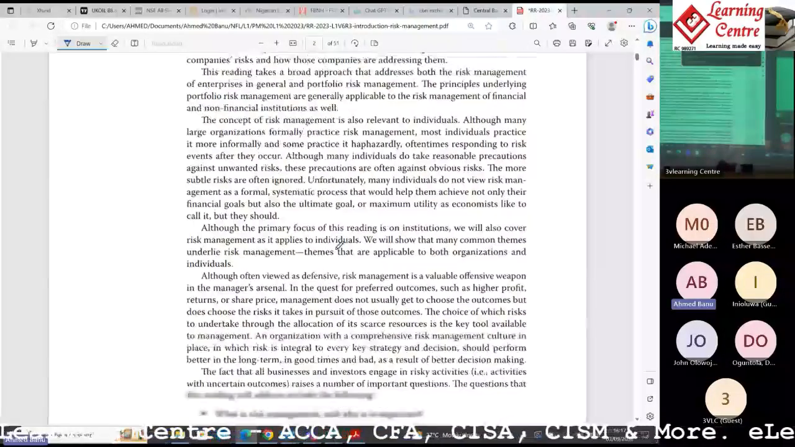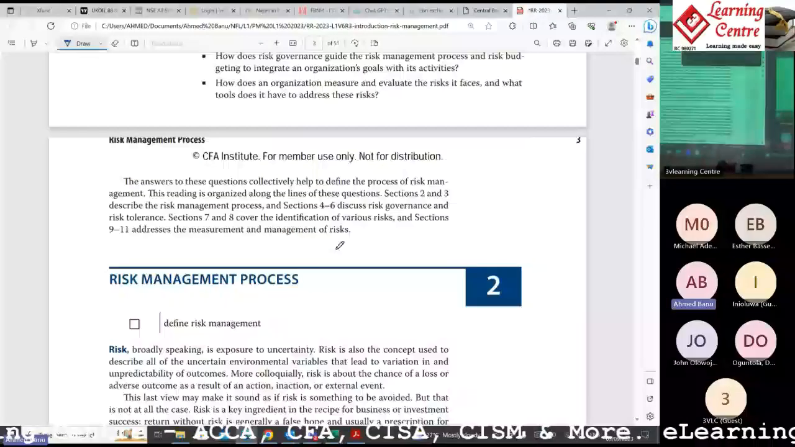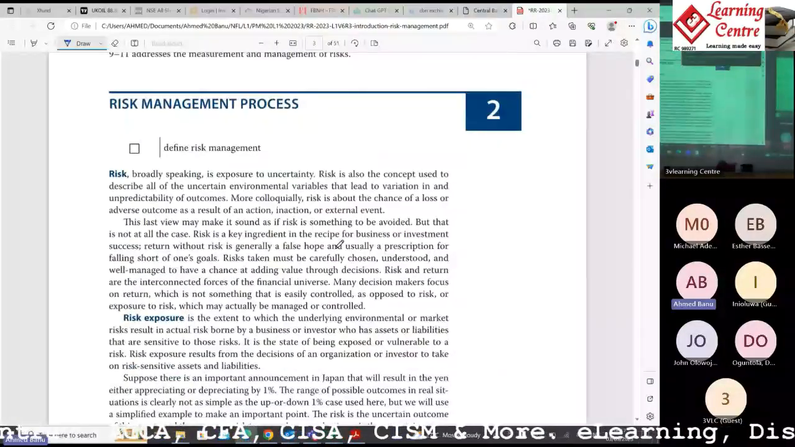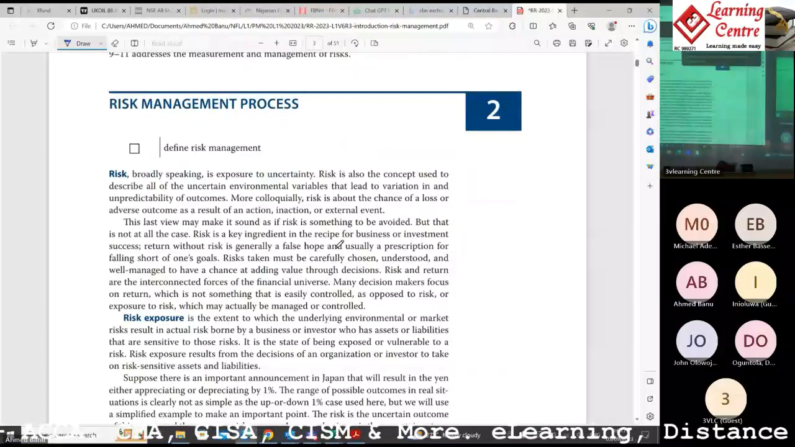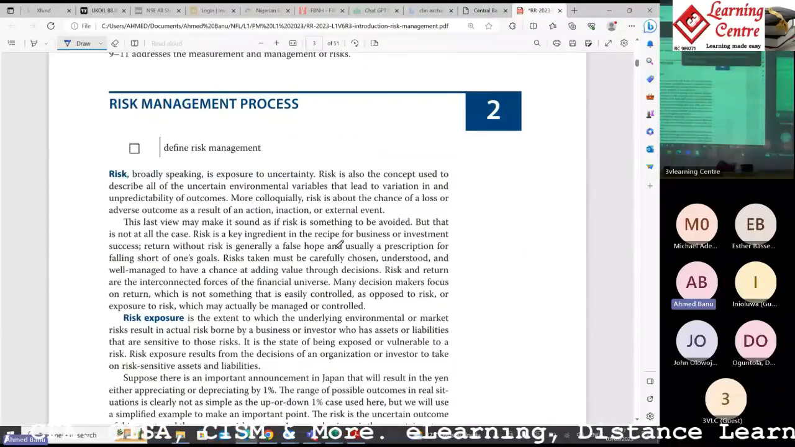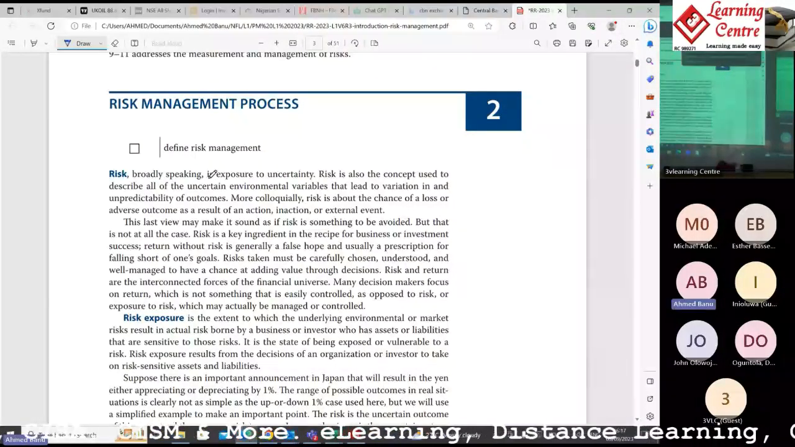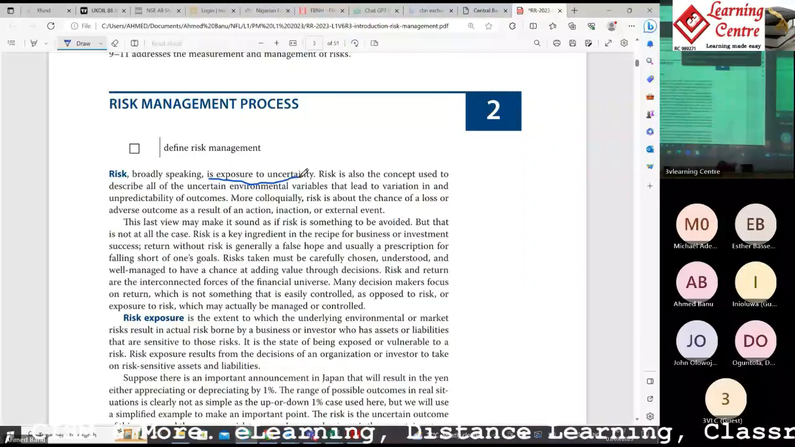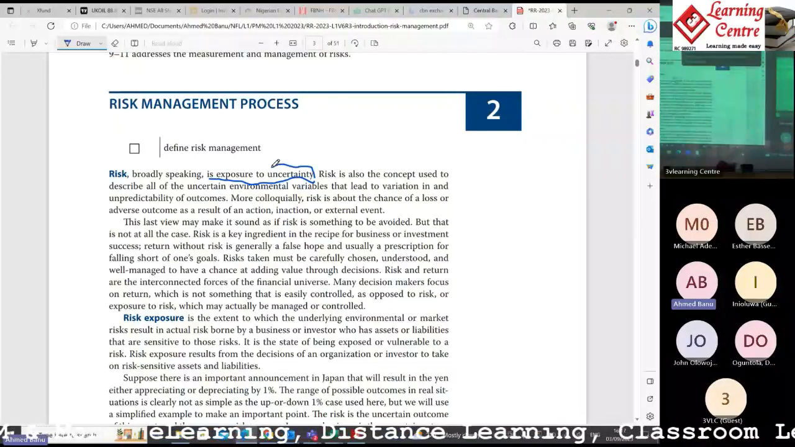You can only manage risk. Okay, now let's talk about risk, the risk management process. So, like I said, what is risk? Remember when I said this? Exposure to uncertainty. Uncertainty is the key word.